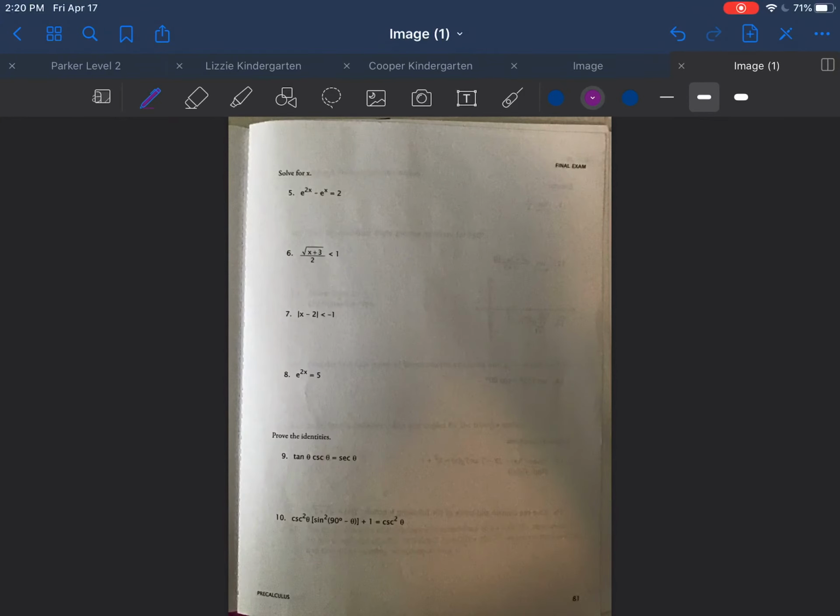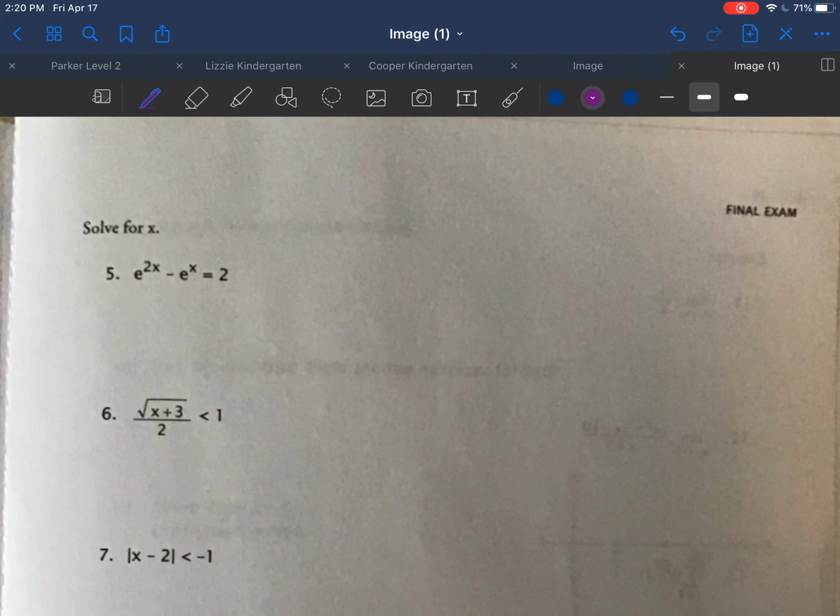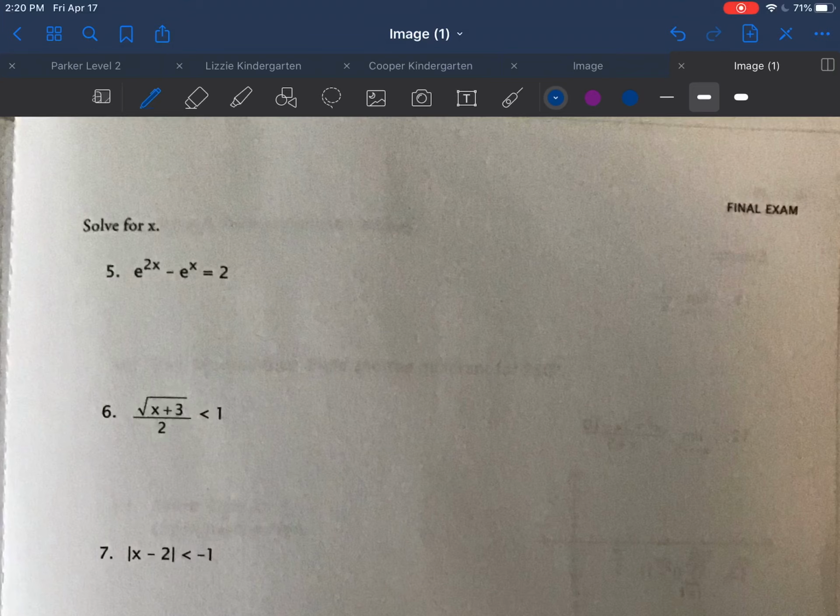Hey, look, we're through 2 pages already. Isn't life fun? Okay, solving for x. This is where the crazy stuff starts to happen.